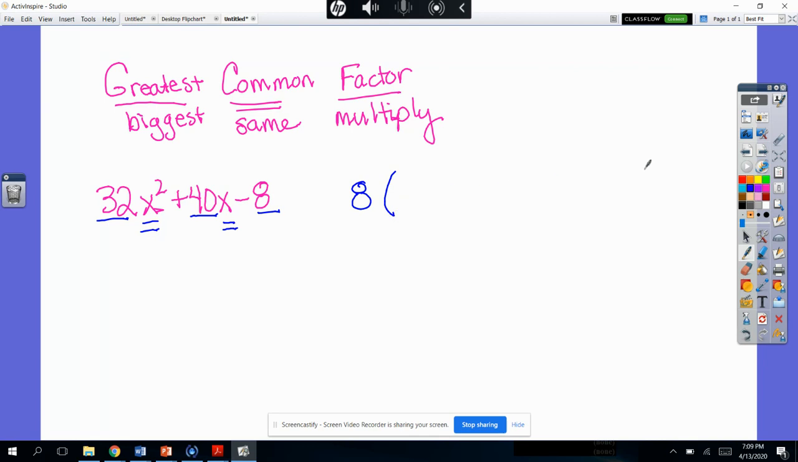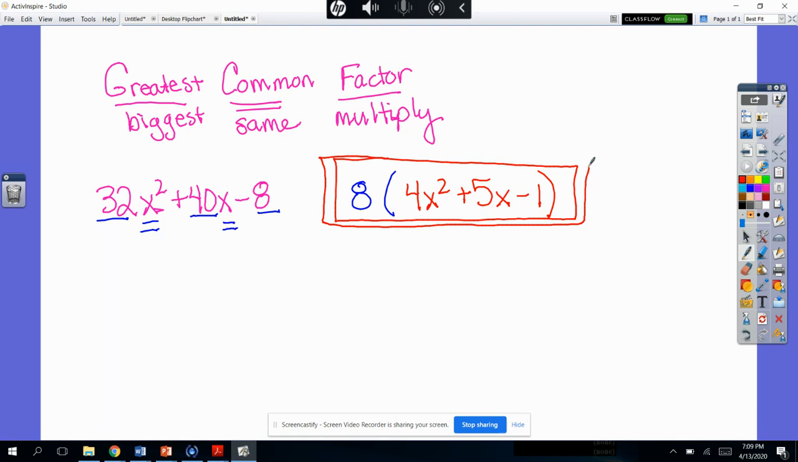So when you tell me what's left over, I divide the numbers. 32 divided by 8 leaves 4, and I didn't do anything to those x's, so it's still x squared. 40 divided by 8 is 5, and I have an x left because we didn't touch the x's. And 8 divided by 8 is 1, and you need to put the 1 there. This whole chunk is your answer. The 8 is the greatest common factor, and this is what's left over. You divide the numbers and subtract the exponents, but we didn't do that here.